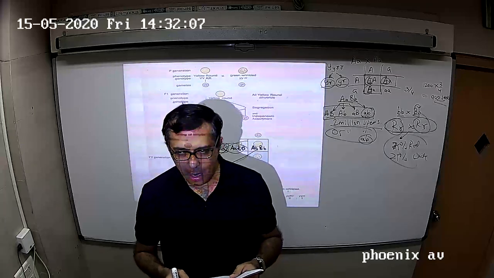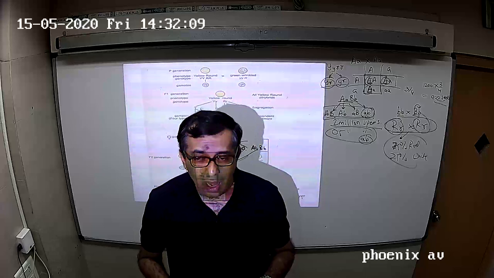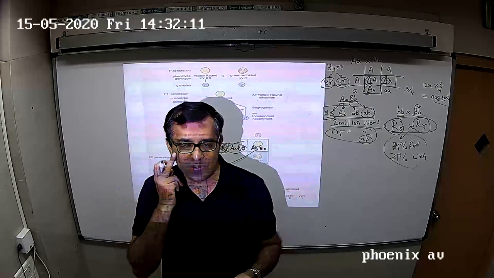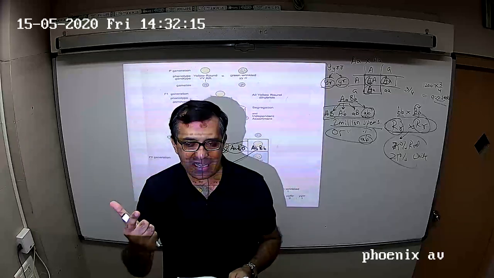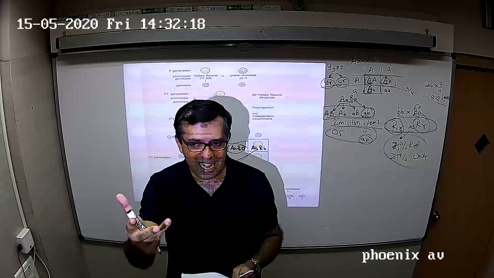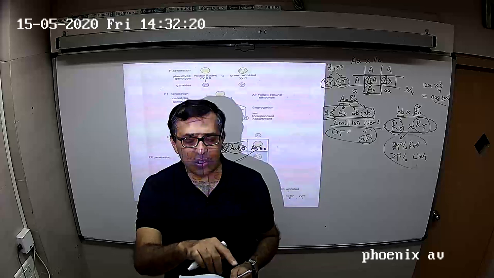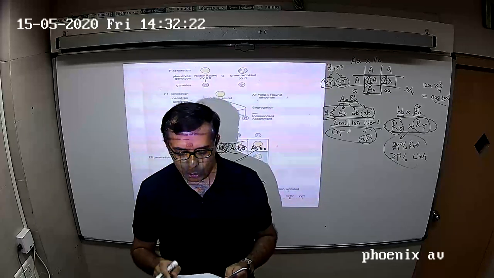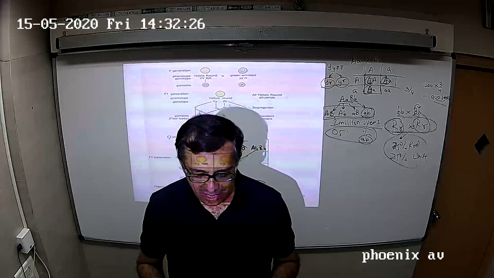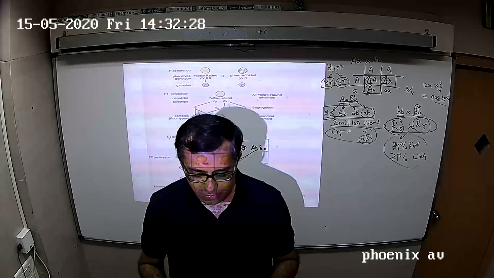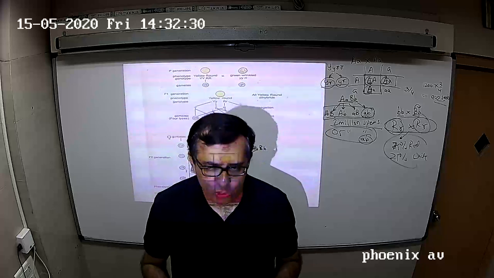I'm sure we remember 15. In polygenic inheritance of skin color, what did we get, sir? 1:6:15:20:15:6:1. So what is x over here? 15.